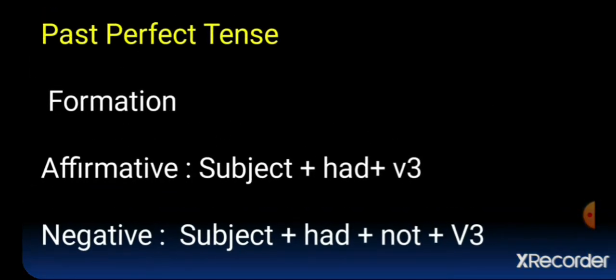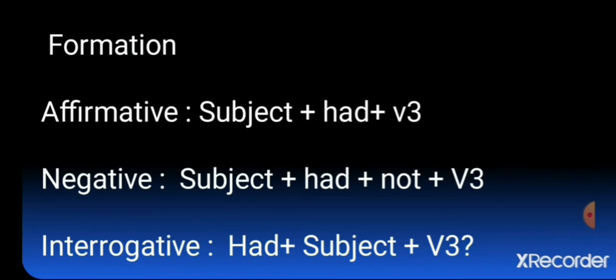First of all, let's see the formation, how to frame the sentences. First of all students, we can write down subject, then helping verb we will use had. Subject plus had plus third form of the verb. Then students, for negative, subject plus had plus not plus V3. And then students, for interrogative, we will write down had plus subject plus third form of the verb.